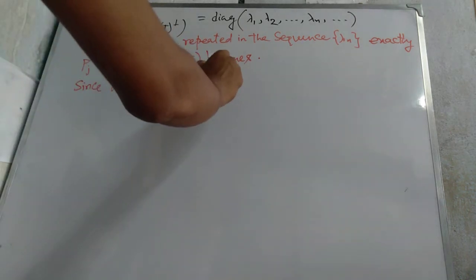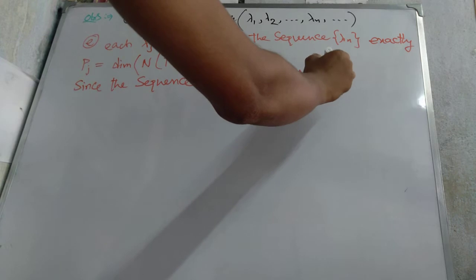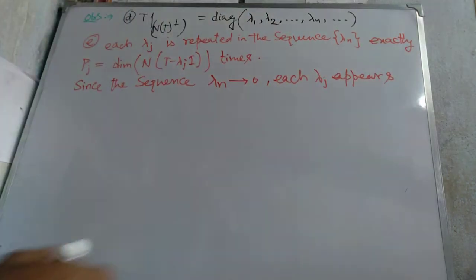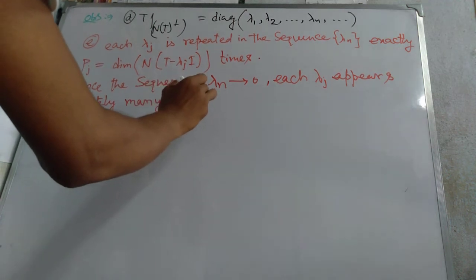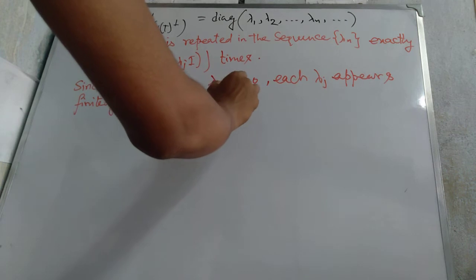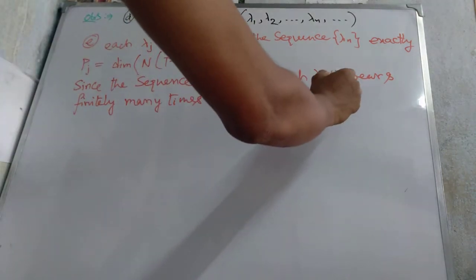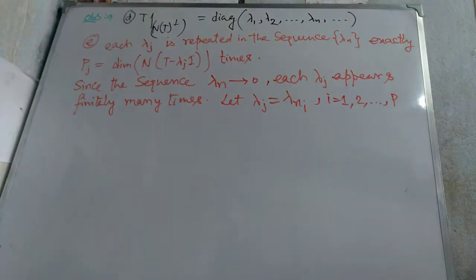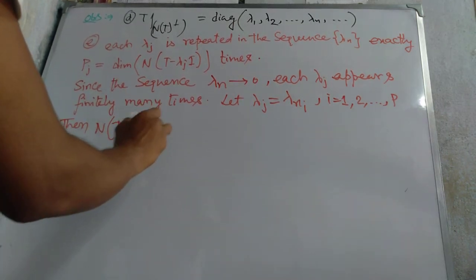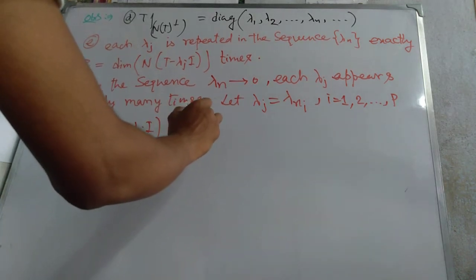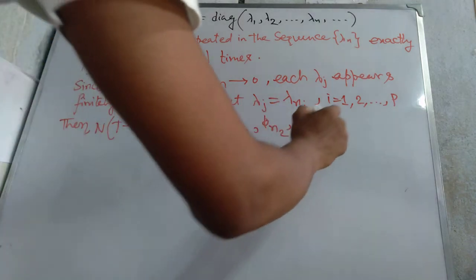Since the sequence lambda_n tends to 0, each lambda_j appears finitely many times. Let lambda_j equal lambda_{n_i}, for i equals 1 to p. Then the null space of T minus lambda_j I equals the span of phi_{n_1}, phi_{n_2}, up to phi_{n_p}.